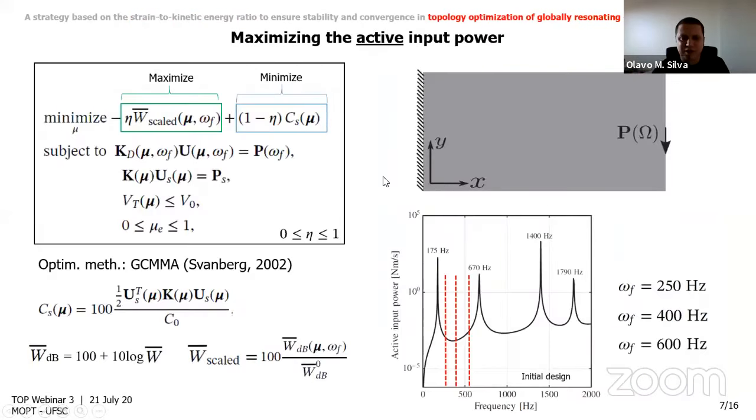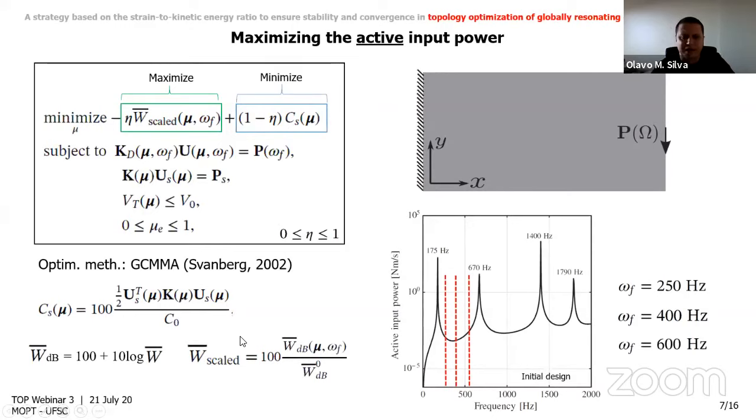So firstly, let's try to maximize the active input power, the real part of the input power, applying only a constraint on the volume and side constraints. We will maximize it for a single excitation frequency, one at a time. In our previous paper, we investigated the benefits of using an additional static load case to complement the objective function, and we are using it here.